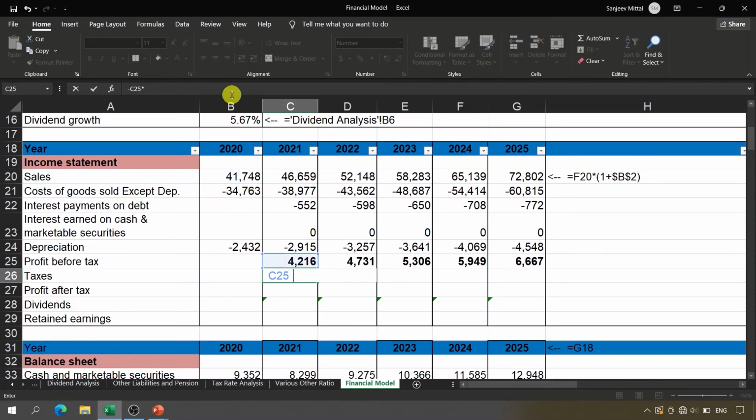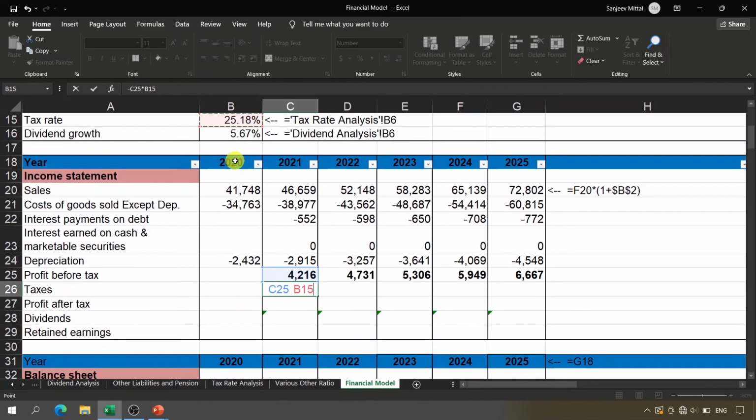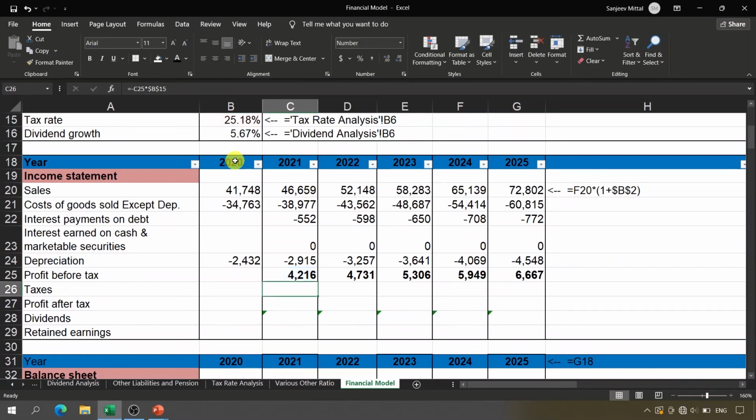So I am applying this number and I am multiplying our profit before tax with our tax rate and I am freezing the number. And once I do that, we shall simply get our tax number of 1062. Once we do that, we shall copy and paste this number to all the 5 years and we shall finally get our taxes amount for all the 5 years. After that, we shall go to our profit after tax and compute it.